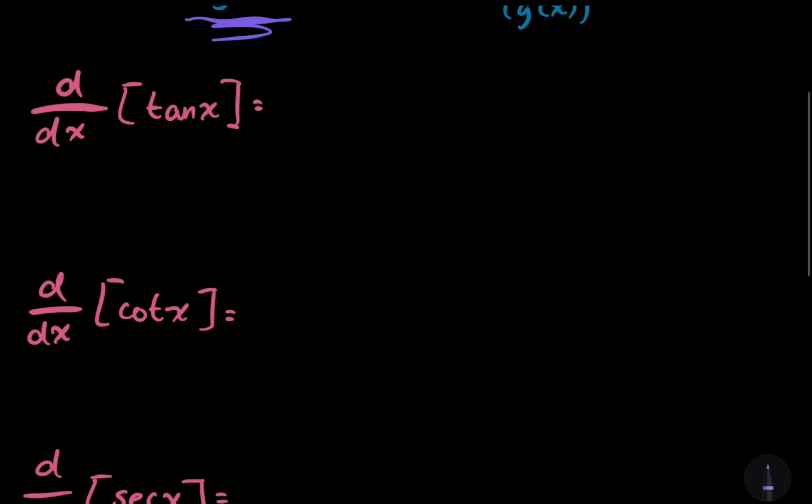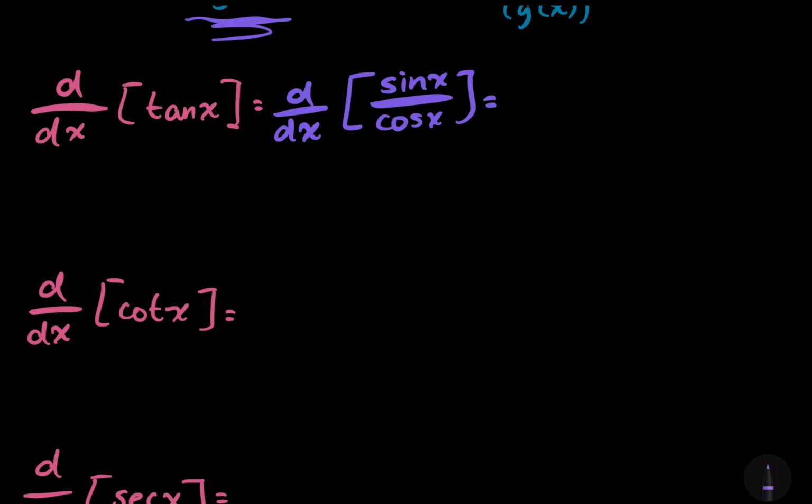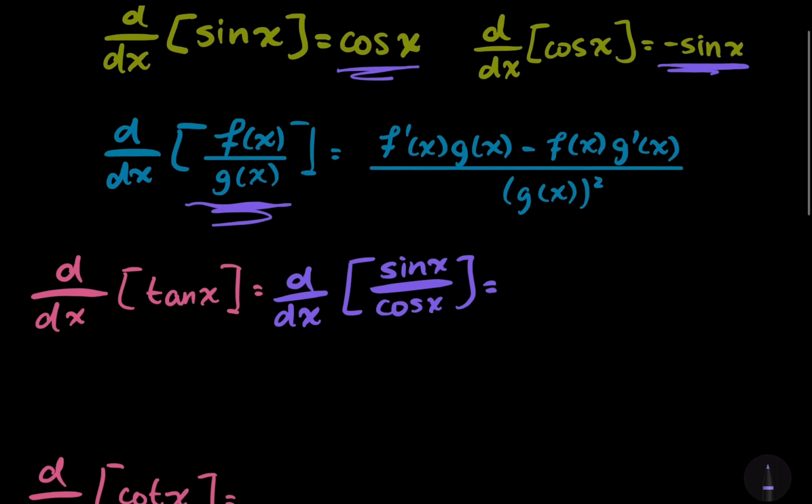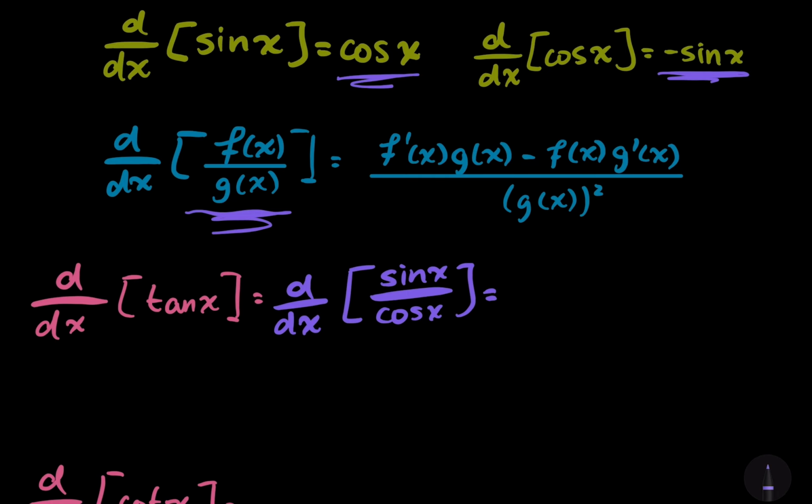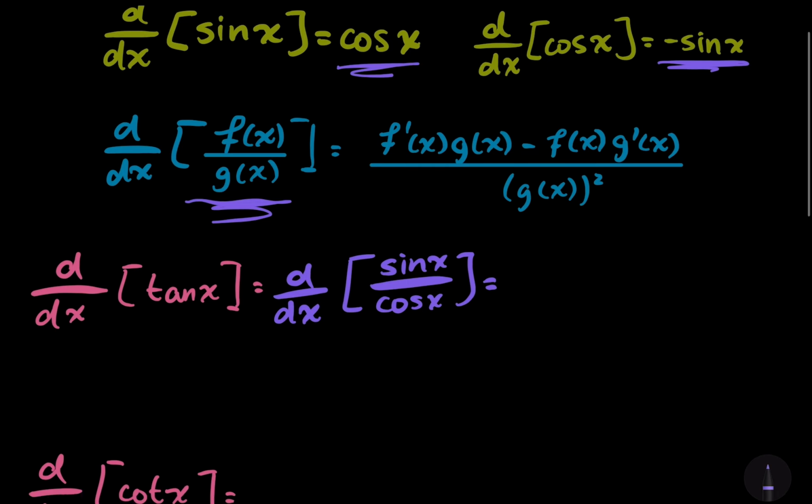So the derivative of tangent of x. We know that we can rewrite tangent of x in terms of sine and cosine. Tangent of x is just sine of x over cosine of x. And we know how to take the derivative of a quotient, right? We have all of the information we need: the derivative of sine, the derivative of cosine, and the quotient rule. So let's input these pieces of information into the quotient rule.